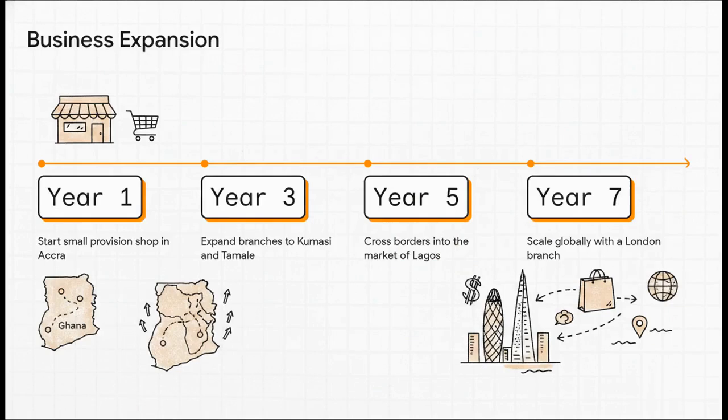So, let's look at our timeline. In year 1, we start right there in Accra. By year 3, business is absolutely booming, and we're expanding out to Kumasi and Tamale. By year 5, we're crossing borders into the massive market of Lagos, Nigeria. And by year 7, wow! We're scaling globally, opening a huge flagship supermarket all the way in London.